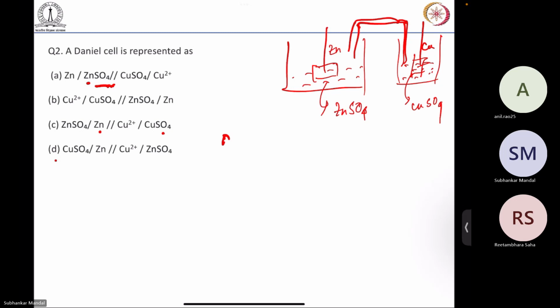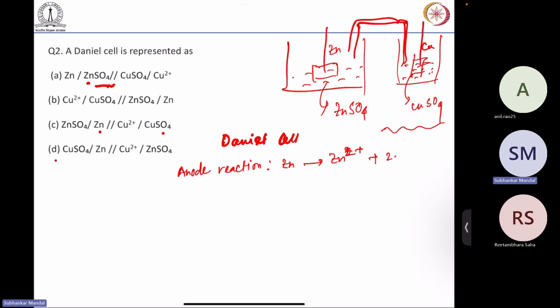Daniell cell. So what was the cathode reaction and what was the anode reaction? So if this is the cell configuration, then what will be the anode reaction? Anode reaction, zinc will go to zinc 2 plus plus 2 electrons. This is the anode reaction. Anode is where the oxidation will happen. And what will be the cathode reaction?